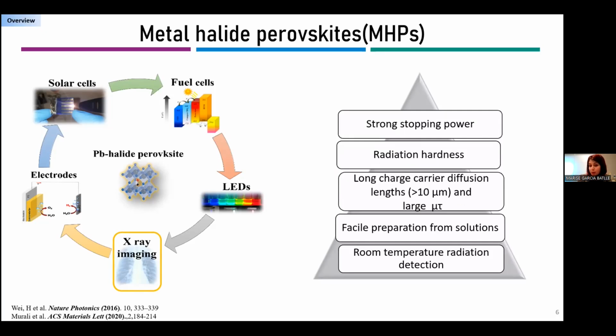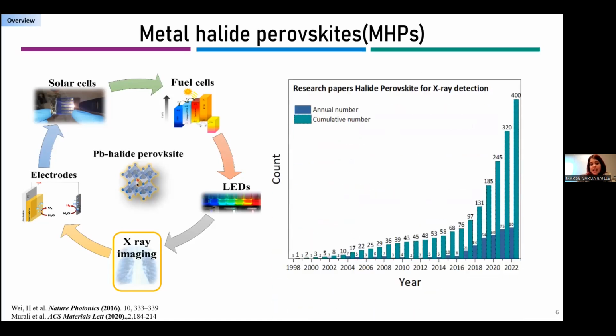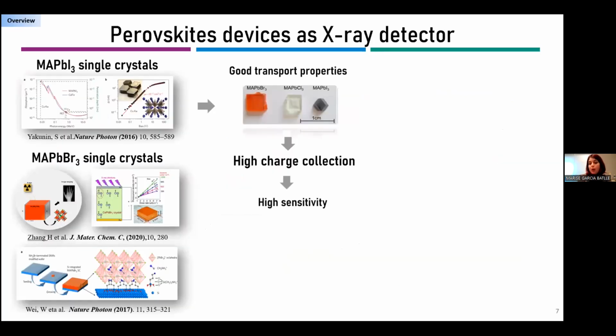Perovskite presents good transport properties, like a long carrier diffusion length and a large mobility-lifetime product. So this is quite good, I have to say. And we can also use perovskite at room temperature, which is another advantage. And it's quite impressive: this is the cumulative number of research papers in this field. In the last years, the number of papers and proposals about perovskite materials for X-ray detection has increased. So this is telling something, and it's a field in progress.